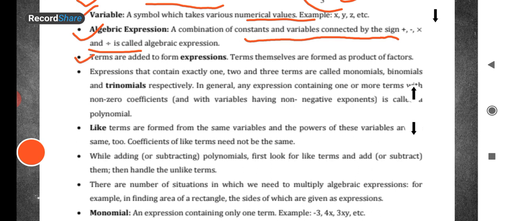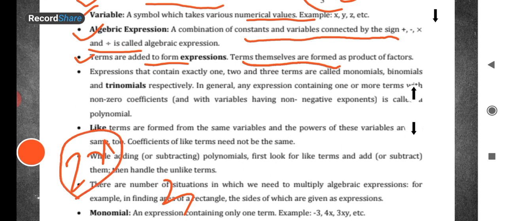Now terms are added to form an expression. If I write 2x, now 2x is one term, or if I write 3, then 3 is also one term. So terms are added to form an expression. If you add the terms, then it will become an expression. The terms themselves are formed as a product of factors. Now 2x is a term, and 2 and x are a product of each other, meaning 2 is multiplied with x, or x is multiplied with 2.